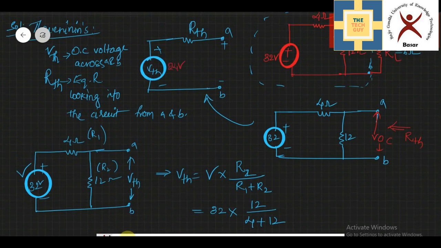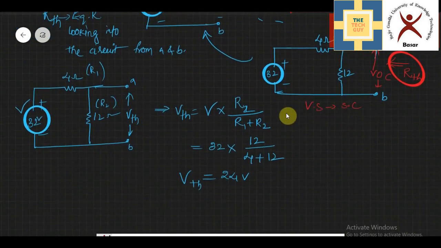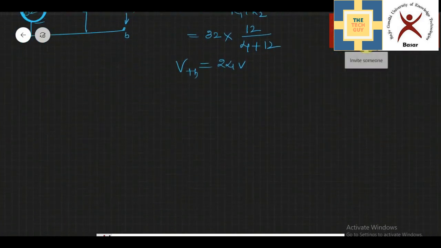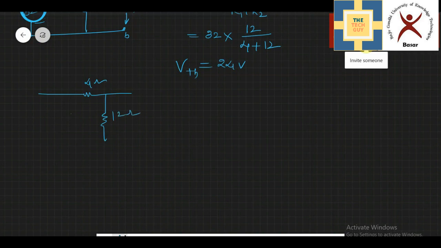We need to find R Thevenin's here. R Thevenin's is nothing but the resistance looking into the circuit when independent sources are turned off. Independent source here means the voltage source, so we need to replace it with a short circuit. So I am going to remove that voltage source, replace it with a short circuit, and find the equivalent resistance here. This 4 ohms, 12 ohms, and the voltage source replaced with a short circuit.